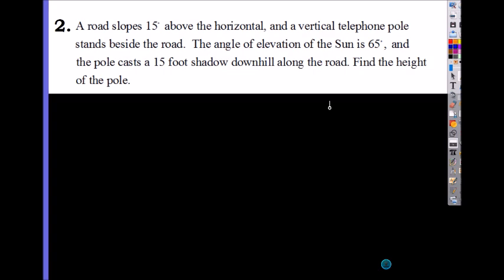Okay? So the road slopes 15 degrees above the horizontal. So the road is angled, right? It has a slope of 15. And the vertical telephone pole stands beside the road. And the angle of elevation of the sun is 65 degrees. And the pole casts a 15-foot shadow downhill along the road. Find the height of the pole.